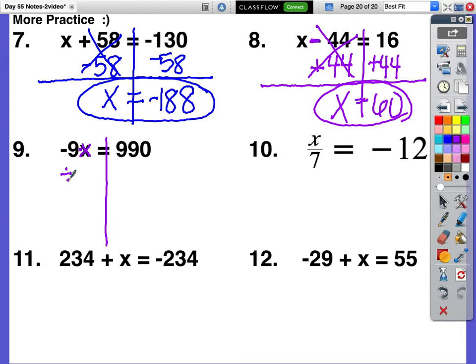Now, what is that coefficient that we need to get rid of? It's not just a 9, it is a negative 9. If I forget the negative, then my X still has a negative with it, and we don't need that. So we are dividing by negative 9 on the left side, but also we are dividing by negative 9 on the right side.